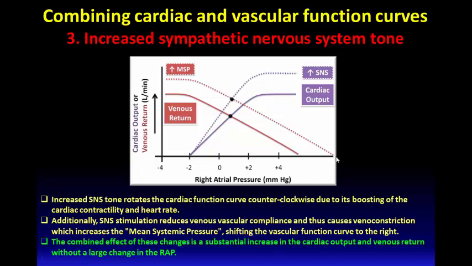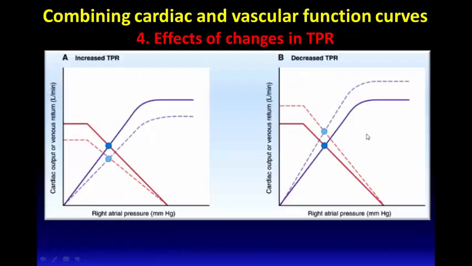The combined effect of these changes is that now we have a new equilibrium point, where we have substantial increases in both the cardiac output and the venous return without a large change in the right atrial pressure. The right atrial pressure has remained almost unchanged with the increased sympathetic nervous system tone.